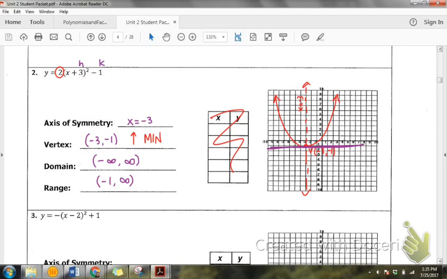Questions on number 2? Ooh, good catch, Olivia. Olivia said, aren't we supposed to put that in a bracket? Yep, because it is touching negative 1. So negative 1 should be in a bracket and infinity around the parentheses. Okay, let's try example 3.